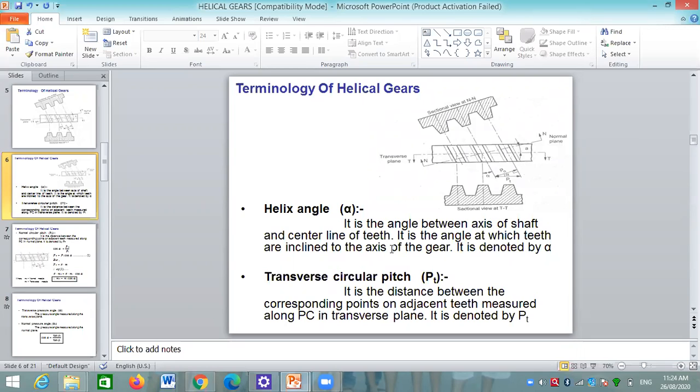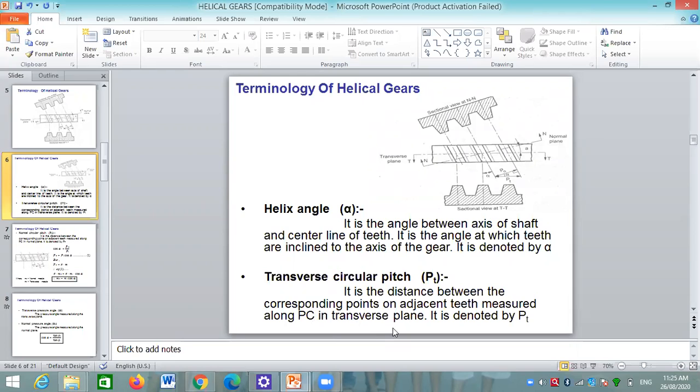Then transverse circular pitch. First of all, we will discuss what a pitch is. Pitch is the distance between two adjacent teeth. If we take one point on a tooth and the same point on the next tooth, then this distance between these two teeth is called the pitch. But in terms of gear, we measure this distance along the pitch circle. Then what is the transverse pitch? Transverse pitch is the distance between corresponding points on adjacent teeth measured along the pitch circle in the transverse plane.